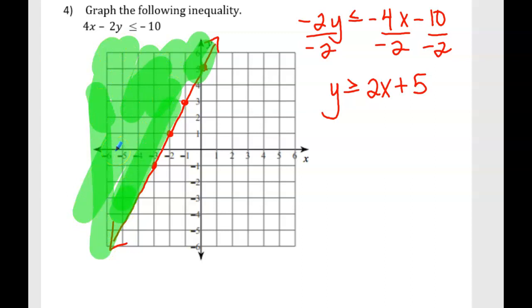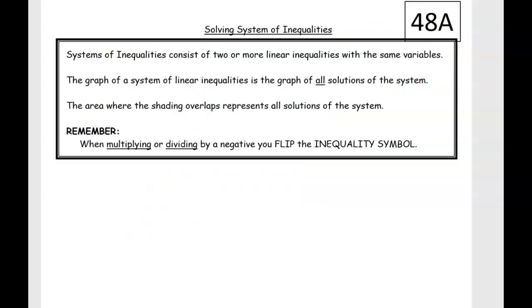Okay, so let's move on to systems of inequalities. A system of inequalities consists of 2 or more linear inequalities that have the same variables, so we're going to have 2 variables. The graph of a system of linear inequalities is a graph of all solutions of the system. The area where the shading overlaps represents all the solutions of the system. And again, don't forget, when you multiply or divide by a negative, you flip the inequality symbol.